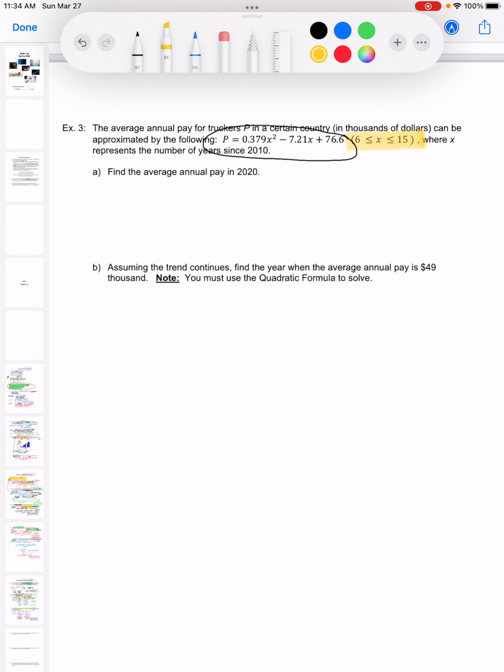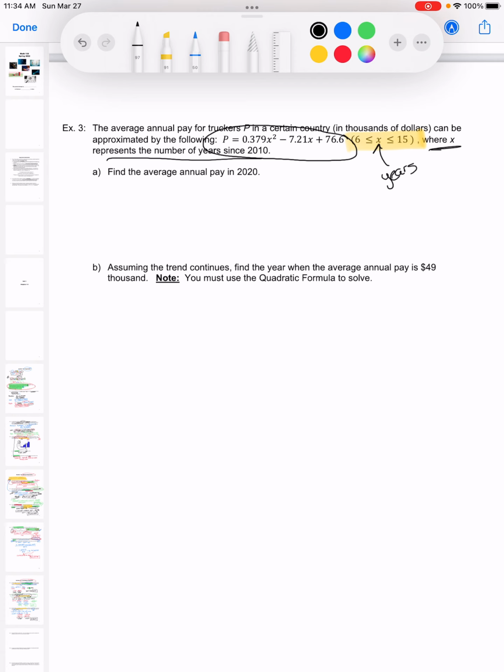What this is saying is we only care about the years because X is years. X is the number of years since 2010. So these are our years. We only care about the years between 6 and 15. So 6, 7, 8, 9, 10, 11, 12, 13, 14, and 15. We don't care about the year 16. We don't care about the year 2. Only the numbers between 6 and 15.